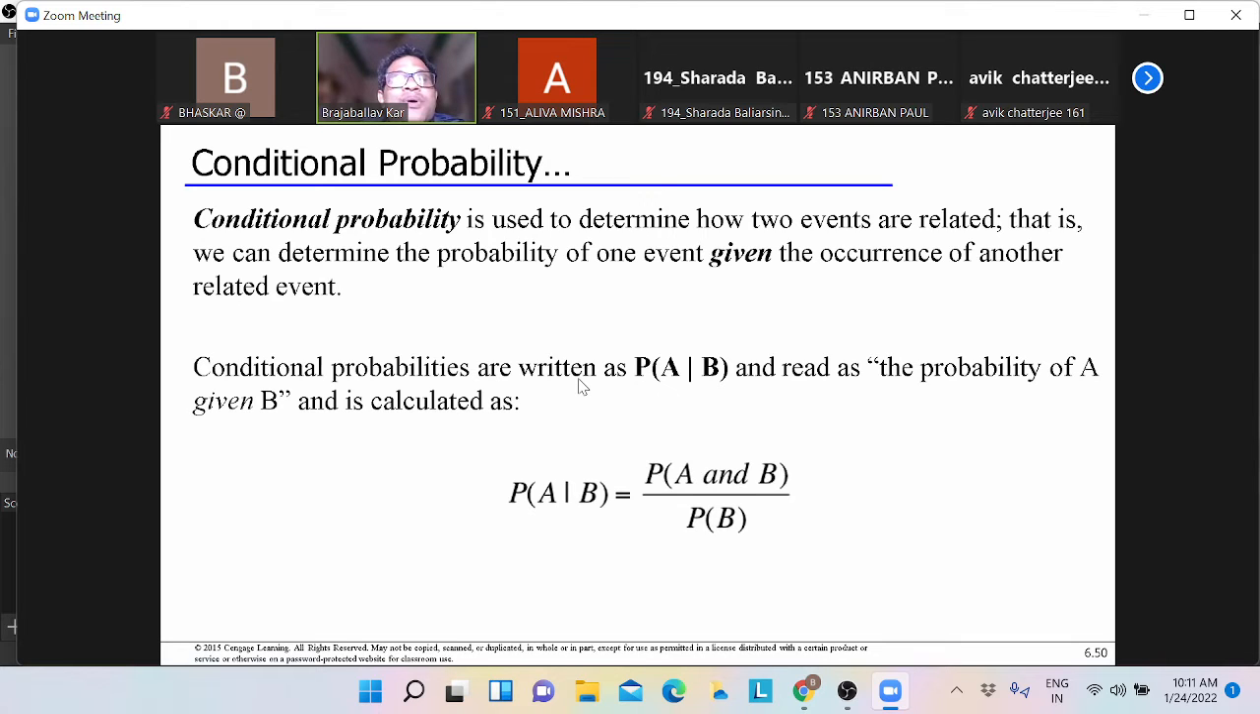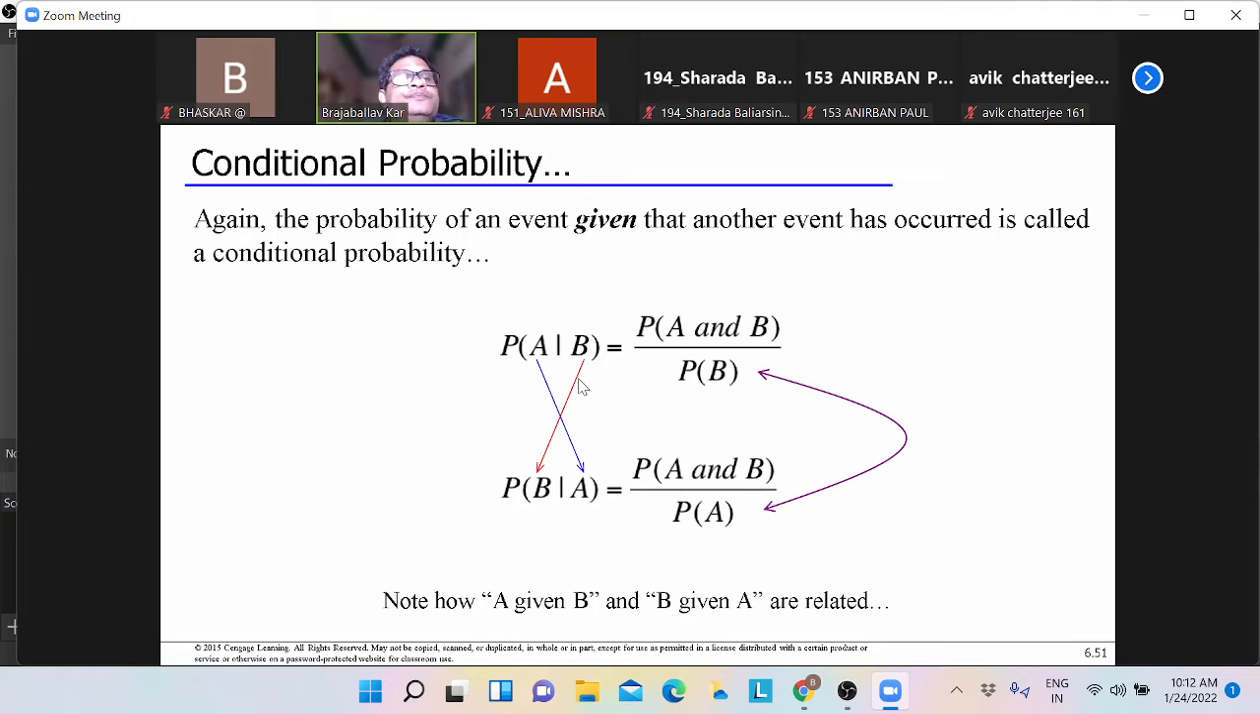Conditional probability is: given this, what is the probability? So you take this intersection and divide it by the given condition B. How do you read it? Given B, what is the probability of A? That is your conditional probability. So you notice how it is happening: whatever is given will be in your denominator. Otherwise, the numerator will always have that joint probability, P of A and B.